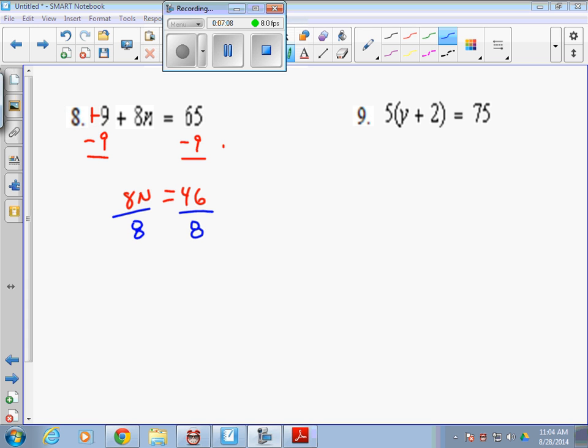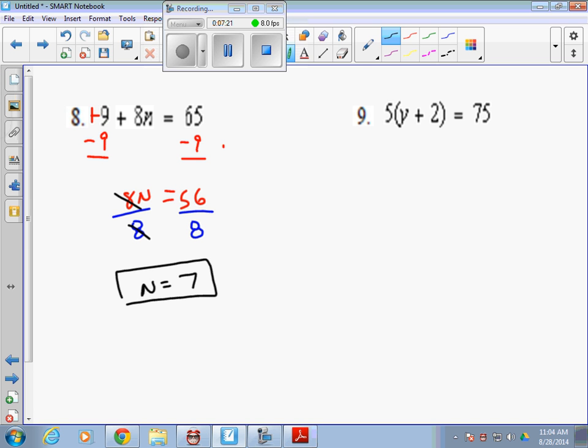Okay, there's the mistake. Not 46, everybody. I got my tens place wrong. 56. That makes more sense. 8 divided by 8 cancels out, leaves you with n. 56 divided by 8 is a nice integer, 7. N is 7.